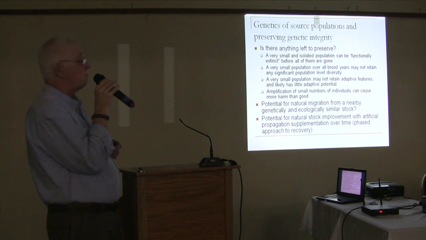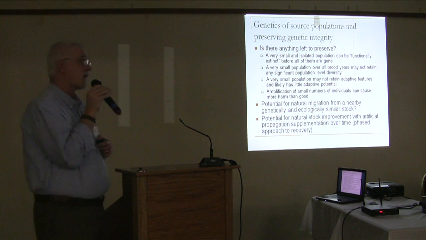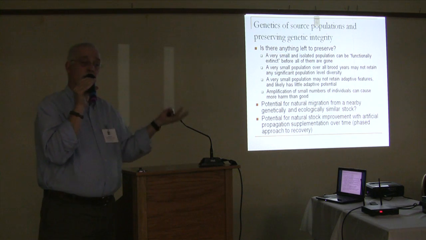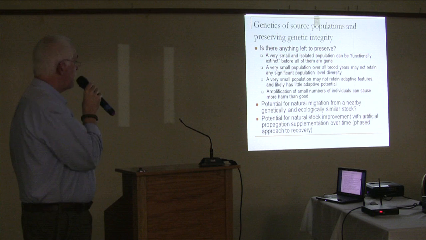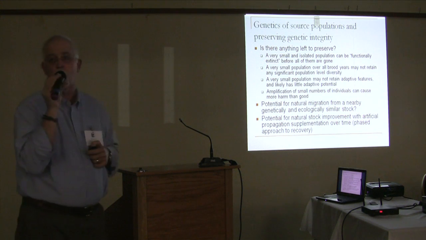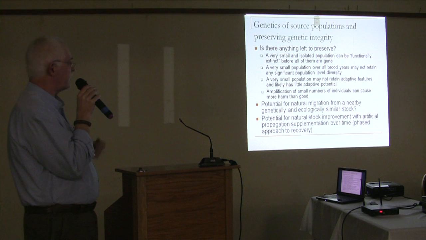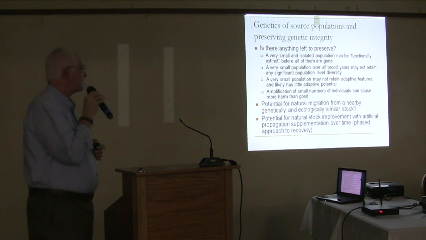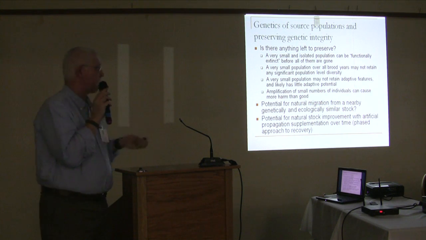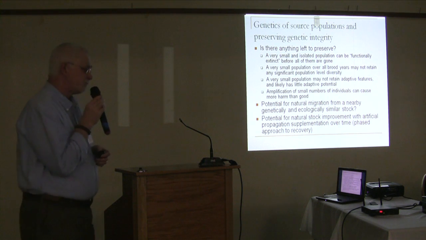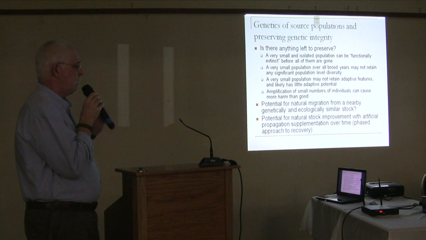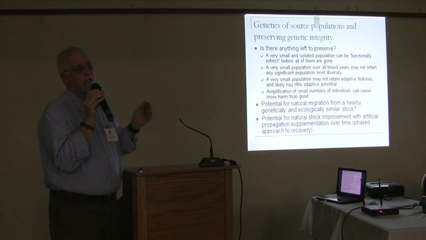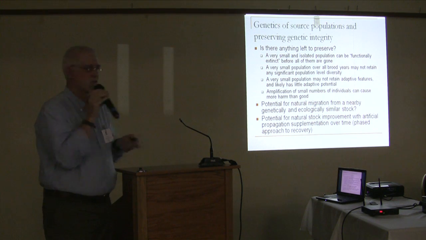Very small populations may not retain adaptive features. They may have lost that over time, and they may not have the adaptive potential to grow into a population that could persist. And amplification of small numbers of individuals can cause more harm than good, again, having to do with the Ryman-Laikre effect. Another question is whether there's potential for natural migration from nearby genetically and ecologically similar stocks. This is, as I said, a feature of fragmented distributions, and that's frequently the case in situations where you want to develop a conservation program.